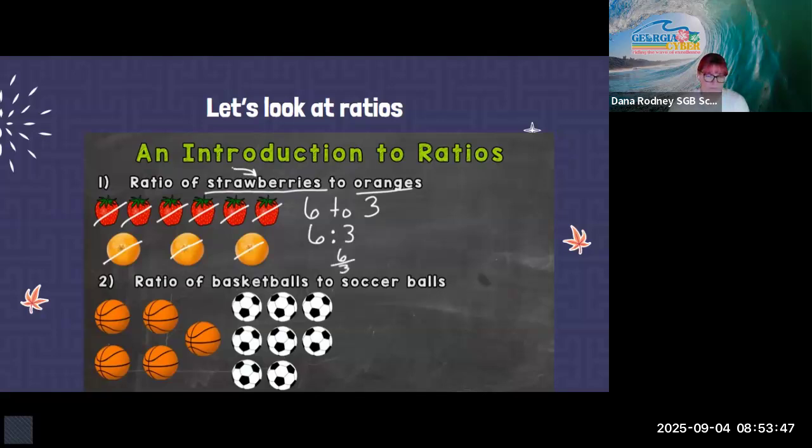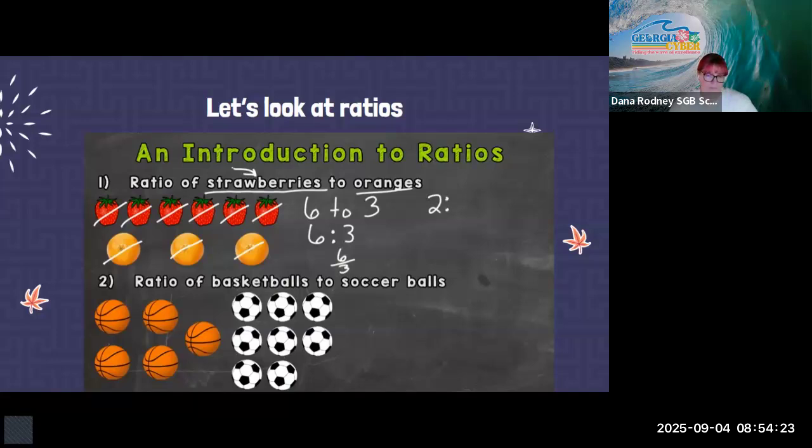Now, just like fractions, when it comes to ratios, you want to simplify the ratio if it applies. And here it does. So we need to find the greatest common factor, or what can divide into both 6 and 3 to simplify here. And 3 is a common factor between 6 and 3, and it's the greatest common factor. So let's divide both the 6 and the 3 by 3. Well, 6 divided by 3 is 2, and 3 divided by 3 is 1.